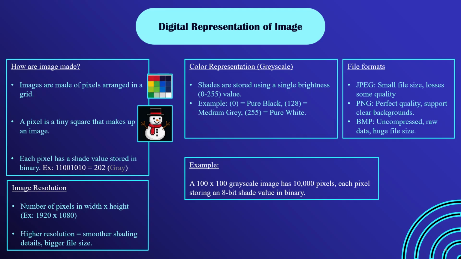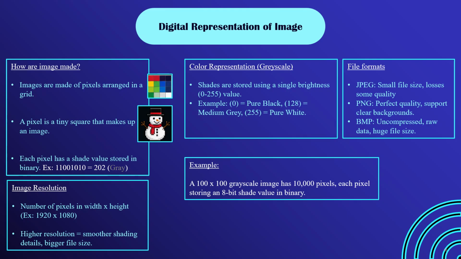This brings us to image resolution, which refers to the number of pixels in width multiplied by height, such as 1920 by 1080 for a full HD image. The general rule is that higher resolution gives you smoother shading and more visual detail, but it also results in a bigger file size since there's simply more pixel data to store. Different file formats handle this trade-off in different ways.